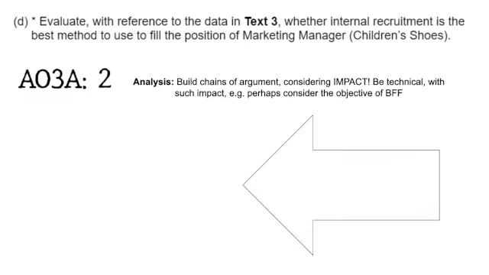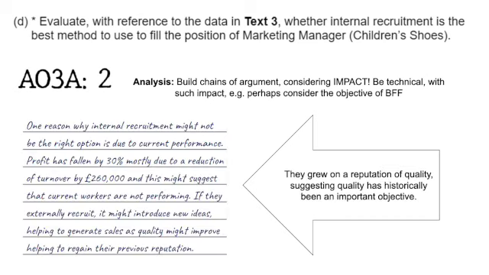So anyway, the next skill is AO3A, which is your analysis. And again, it's worth 2 marks. So you're going to get 1 for each argument built. And what you need to do is you need to think about the impact and try and make your analysis technical. Use that key terminology. Now, what I recommend, and I'm starting to advise more to my students, is think about the objectives of the company. So I'll give you an example here.